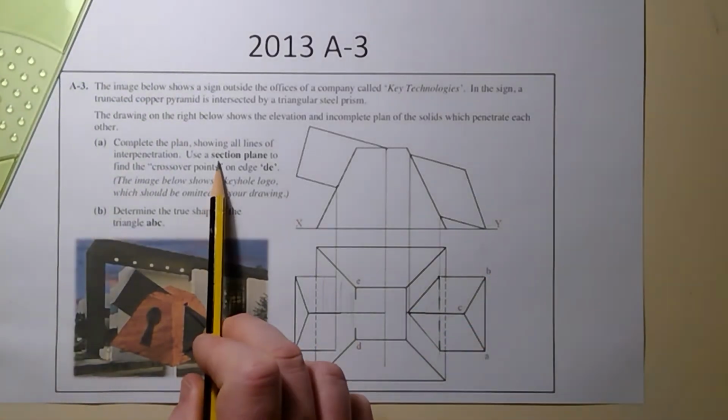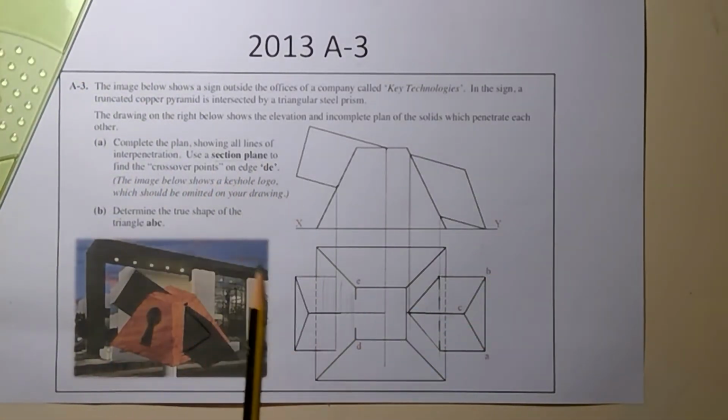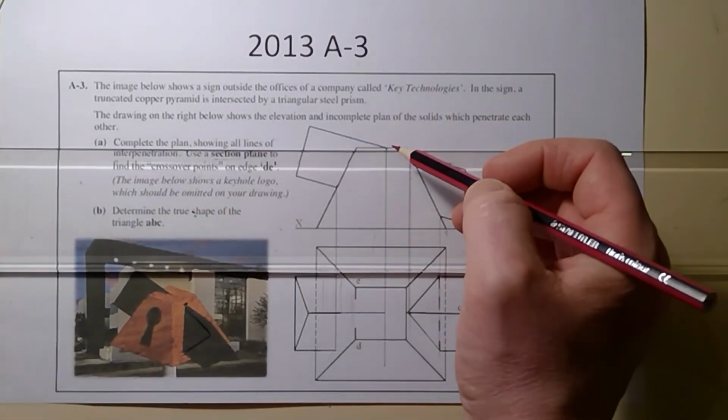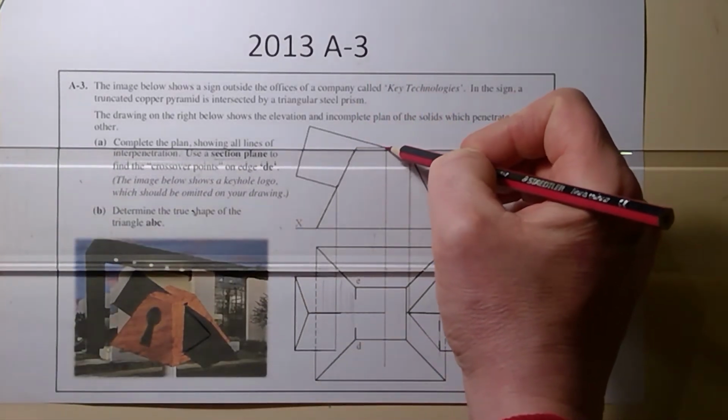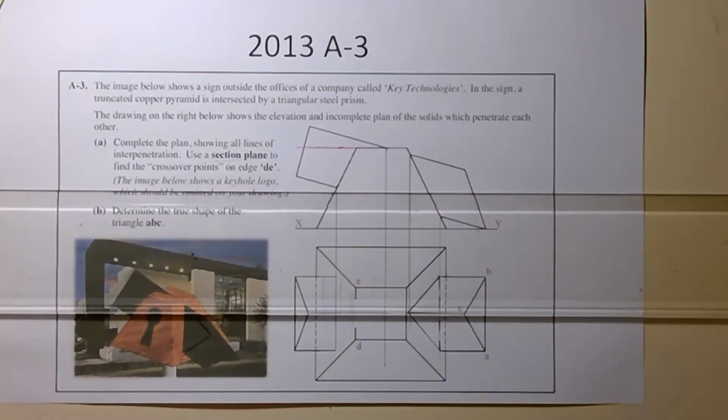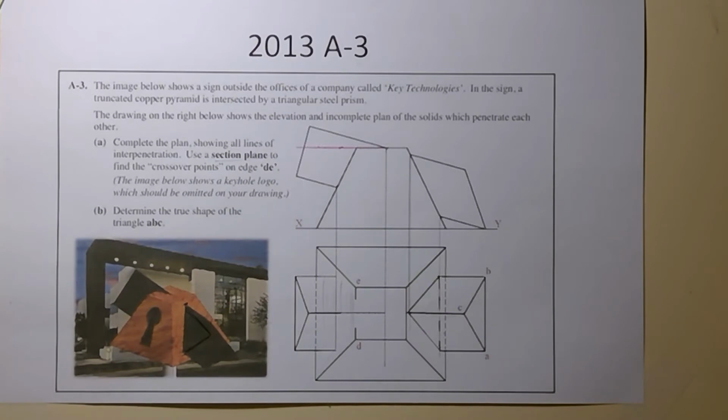Okay, now they want us to use a section plane to find the crossover points on the edge DE. So basically what this section plane is, it's a horizontal cutting plane really. Okay, so I'm just going to get a colouring pencil. I'm going to use red. Let's get my red colouring pencil. And I'm going to put in a horizontal cutting plane, cutting through my object there. Okay, so that's my horizontal cutting plane, or my section plane as they are calling it.